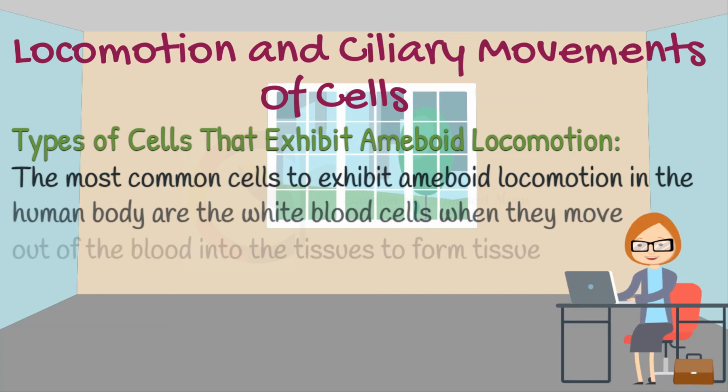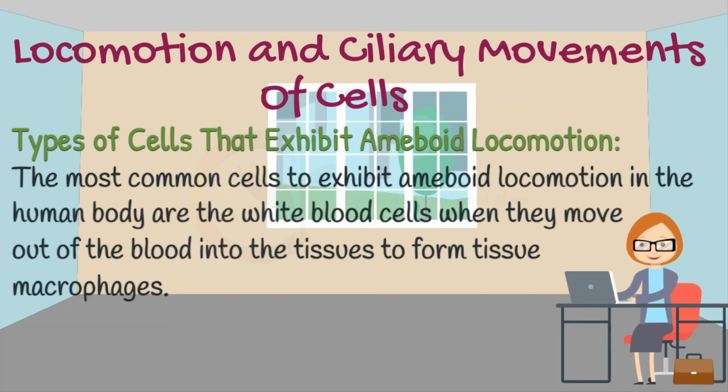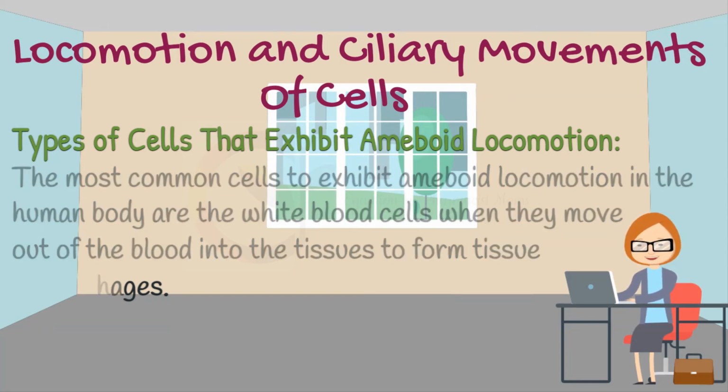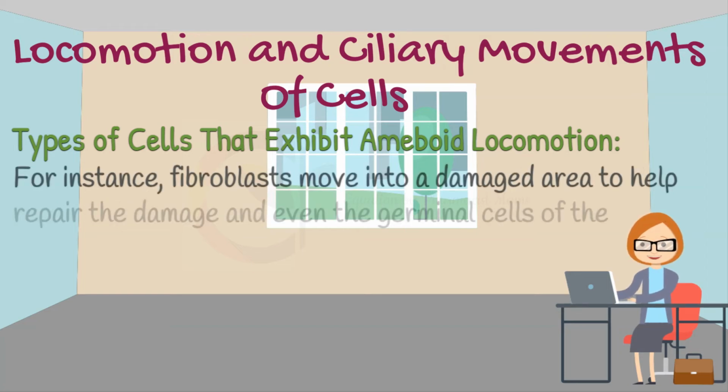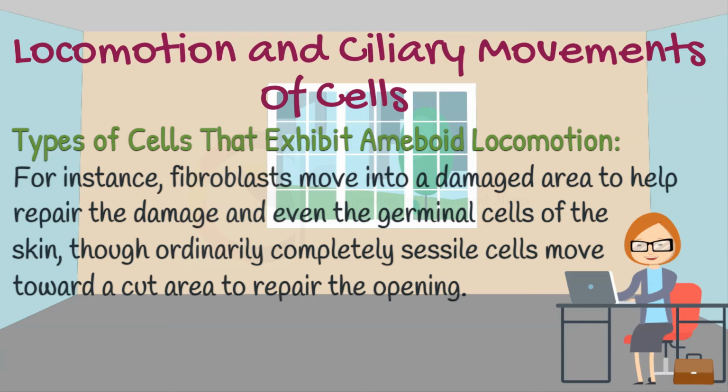Next is the types of cells that exhibit amoeboid locomotion. The most common cells to exhibit amoeboid locomotion in the human body are the white blood cells when they move out of the blood into the tissues to form tissue macrophages. Other types of cells can also move by amoeboid locomotion under certain circumstances. For instance, fibroblasts move into a damaged area to help repair the damage, and even the germinal cells of the skin, though ordinarily completely sessile cells, move toward a cut area to repair the opening.